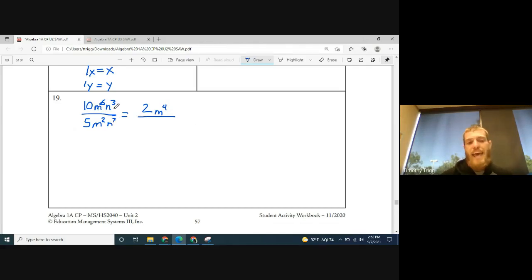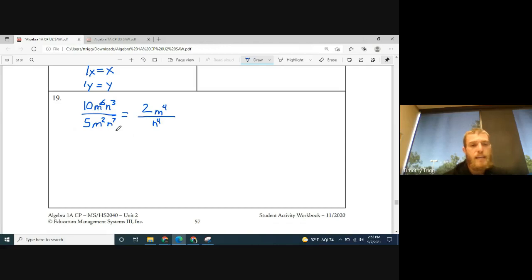Now, what about the n's? Here we have n to the power of 3 on top, and then n to the power of 7 in the denominator. Well, again, we can subtract those powers. But one way to think about it is if I were to expand it, you would have 7 n's on the bottom, 3 n's on top. And they would cancel, but you would be left with 4 n's on the bottom.